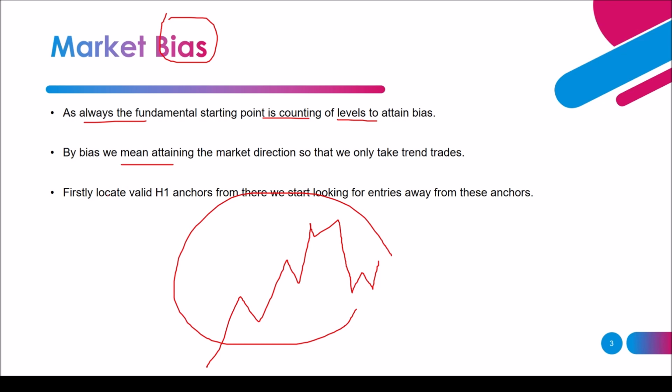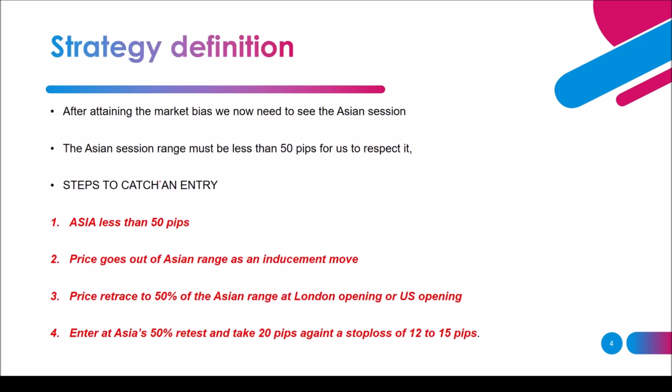So firstly, to find the bias, we need to locate what we call a valid H1 anchor, and from there we start looking for market entries away from those anchors. We do not need any indicator, we do not need any moving average for this particular strategy. We only need to count levels so that we locate what we call valid H1 peaks or anchors.